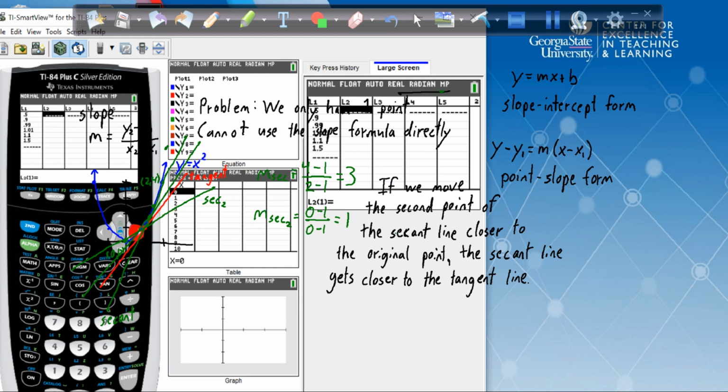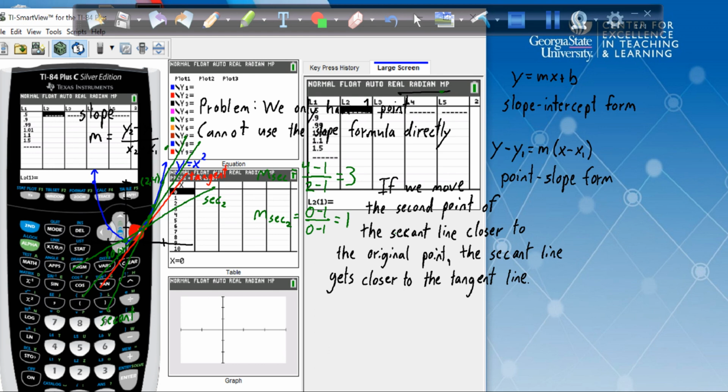Now I'm going to go over to list 2, because I want the calculator to calculate all these slopes of all the secant lines all at once, so I can look at all of them, and that will give me a good idea of what the slope of the tangent line is. So I'm going to tell the calculator, here are the x's, find the y's.